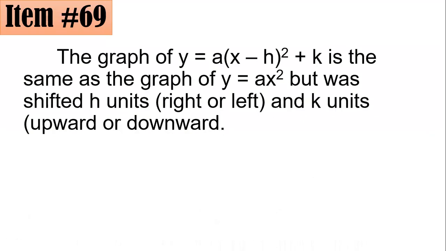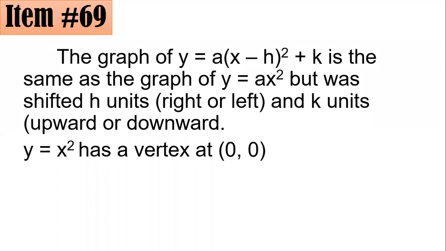Actually, tandaan po natin ha, the graph of y equals a times the quantity x minus h squared plus k is the same as the graph of y equals ax squared. However, it was shifted. If it is minus here, then it's shifted to the right. If it's plus here, it's shifted to the left. Bakit ganon? Kasi you are equating this to 0 pa eh. x minus h equals 0, so x equals h. And this k here, if it's plus, upward. If it's minus, downward po.